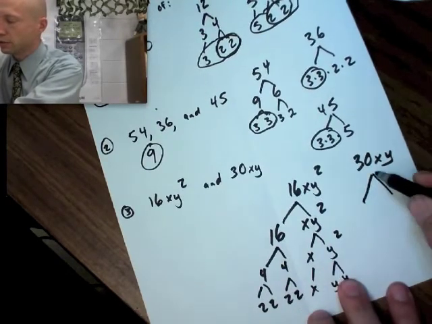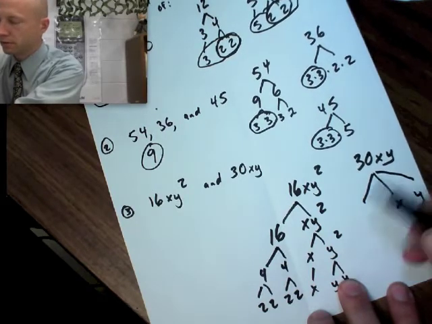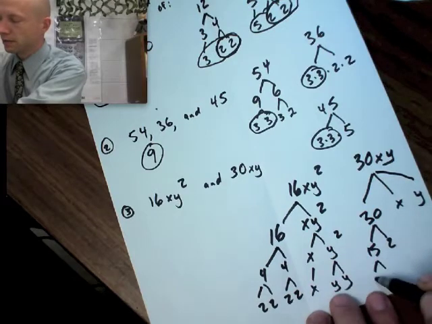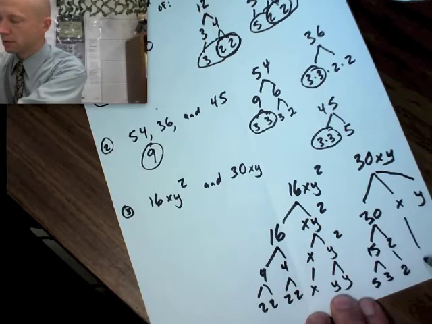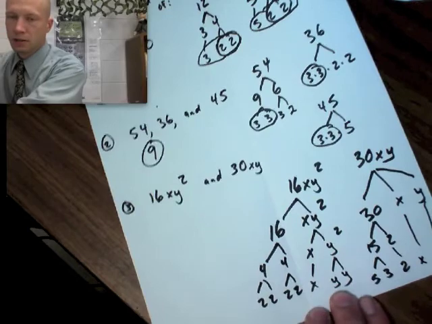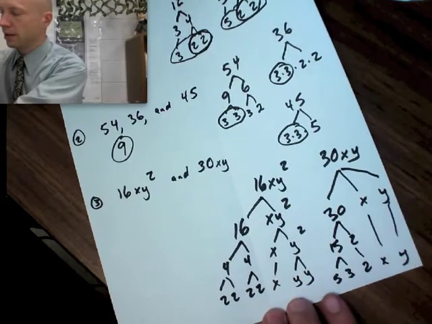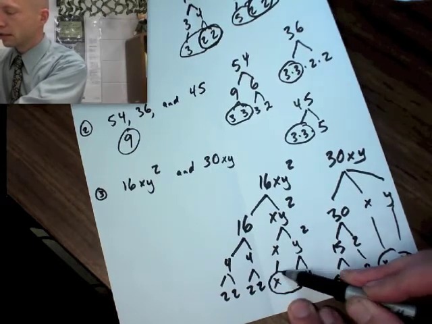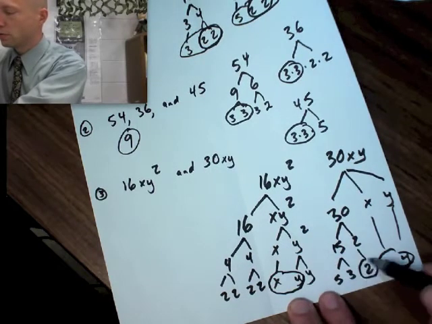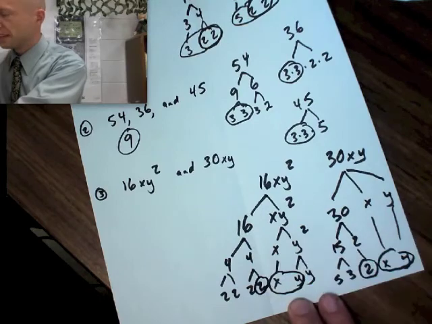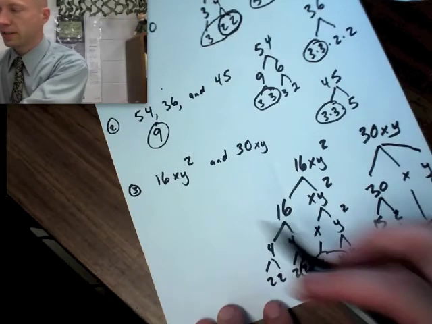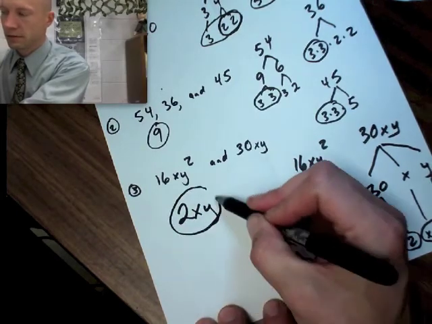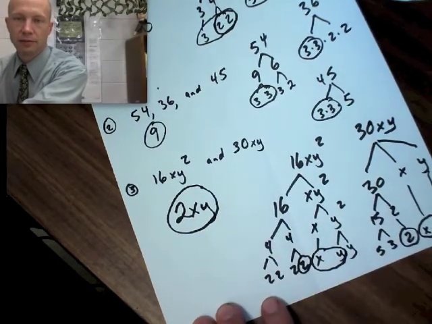30xy. I'm just going to go ahead and make 3 branches here. It's 30. 15 times 2. 5 times 3 times 2 times x times y. So what do these all have in common? Let's see. Well, they all have an x and a y. They all have a 2. And that looks like that's all I have. So the greatest common factor here is 2 times x times y. Okay? All right. Good stuff.